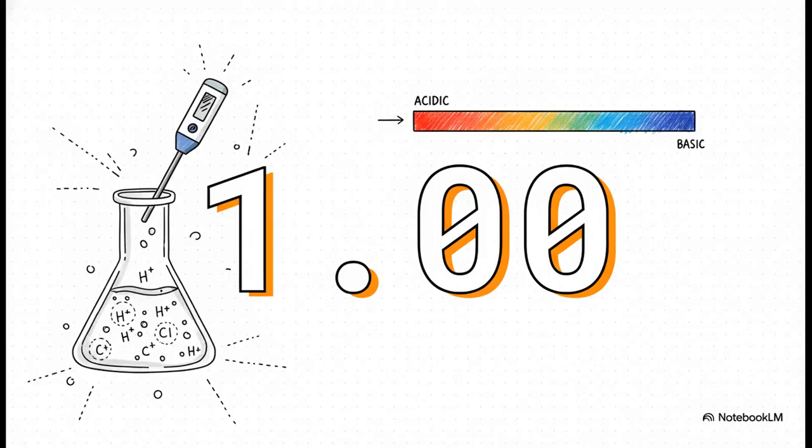All right, at the very beginning, before we've added a single drop of base, our beaker is just full of hydrochloric acid. And since it's a strong acid, it completely breaks apart in water, which gives us a very low, superacidic starting pH of exactly 1.00.